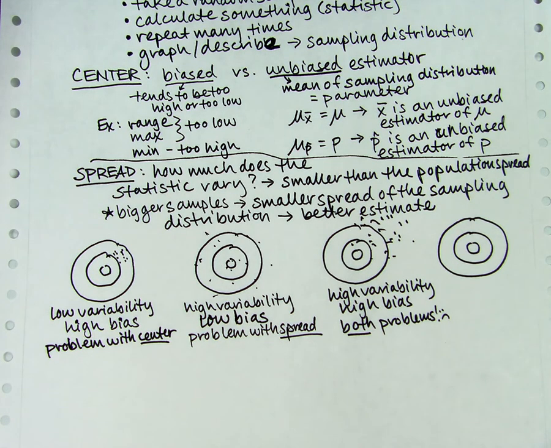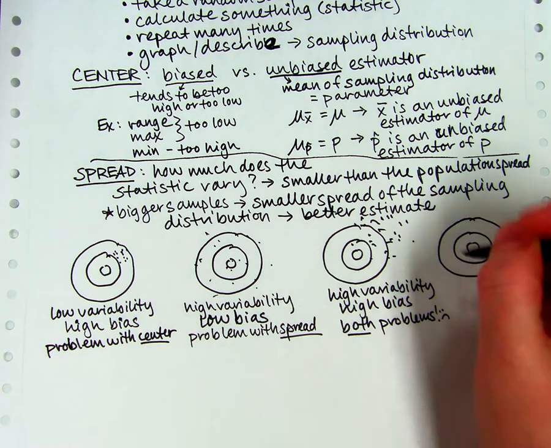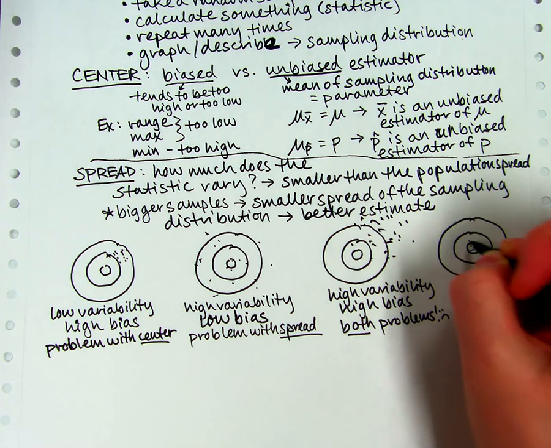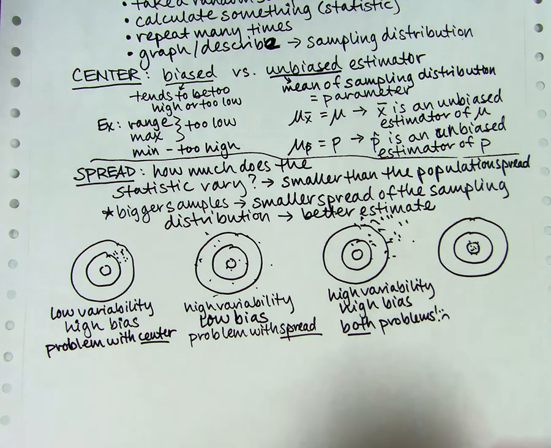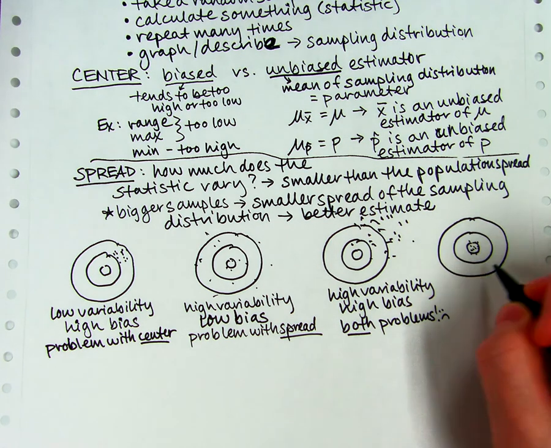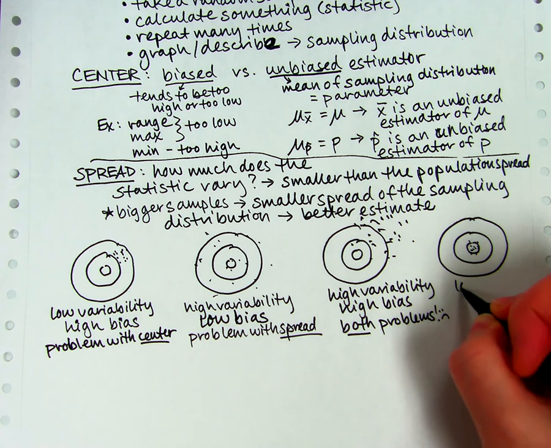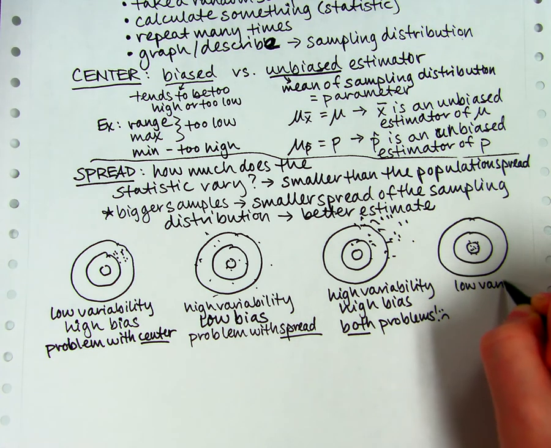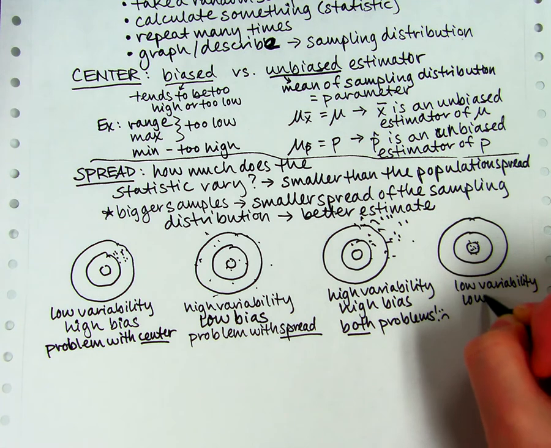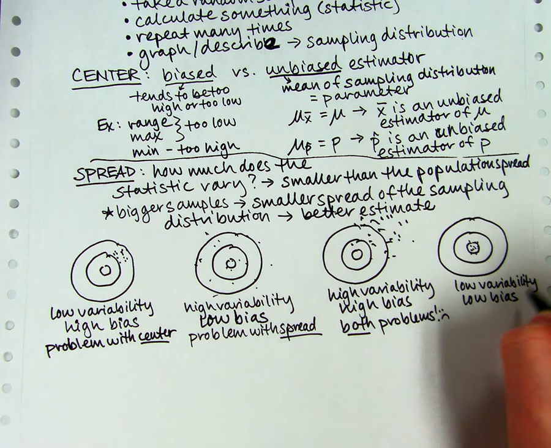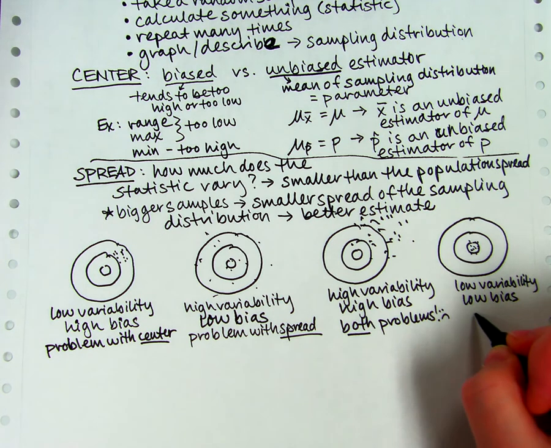So we could have someone that is low variability and low bias, and that means that most of their shots are right around in here. Good job. This is the person who has neither problem. This is the best situation. They have low variability and low bias. Or they have high accuracy. They're very accurate and they're very precise. This is the best possible situation.